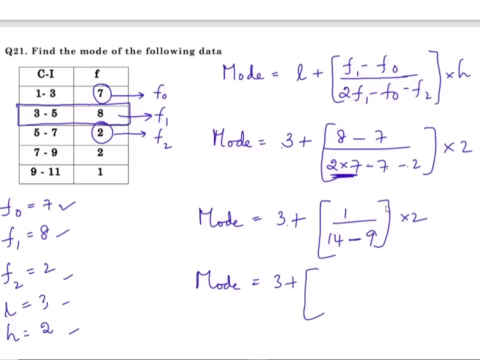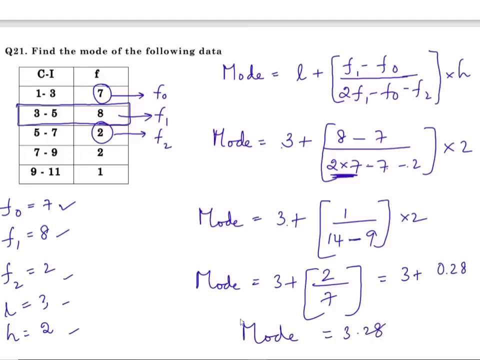See, 3 plus some value means the mode value you get is 3 point something, or more than 3 itself. You will not get a value less than 3. Therefore many of the students add with the value of this. Now 2 ones are 2, divided by 14 minus 9 is 7. Now don't add 3 plus 2 is 5, 5 by 7. Don't do like that. That is wrong. First you divide 2 by 7. 2 by 7 is 0.28. Now mode equals 3 plus 0.28 is 3.28.